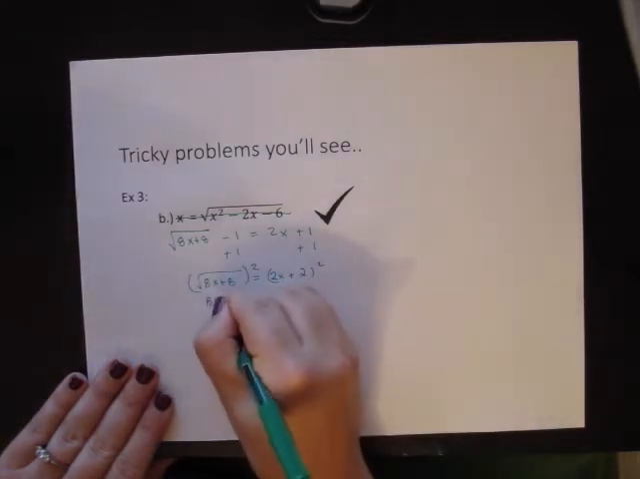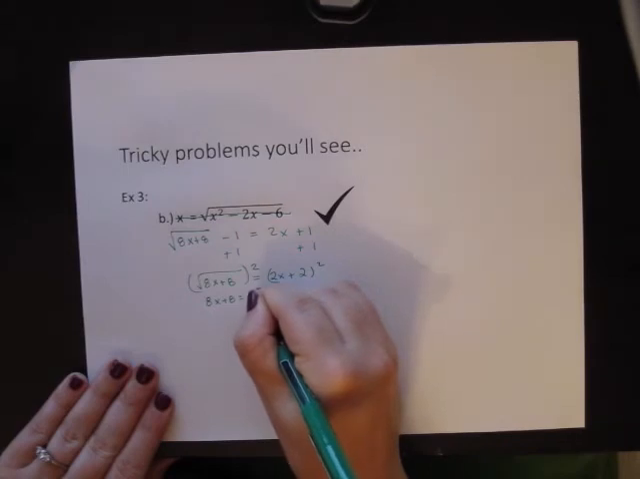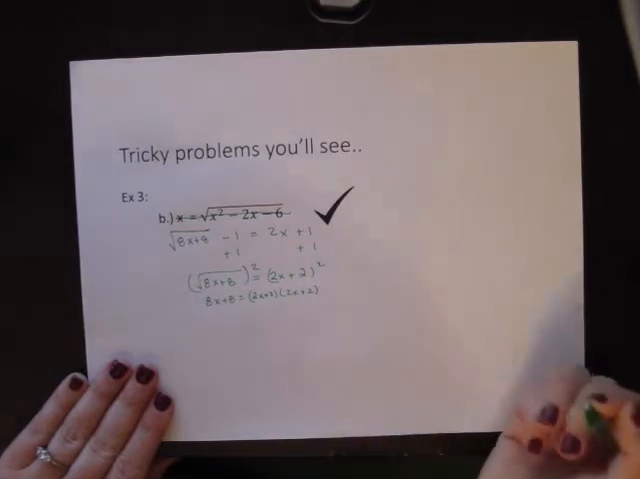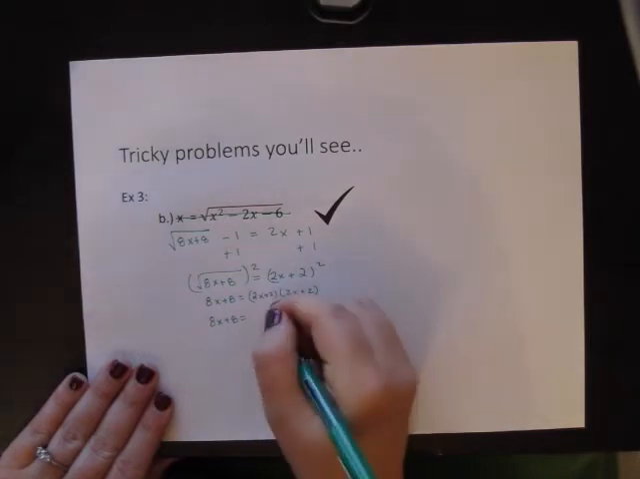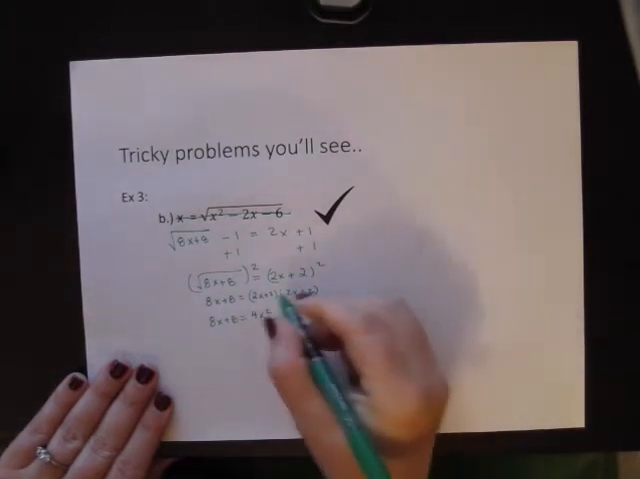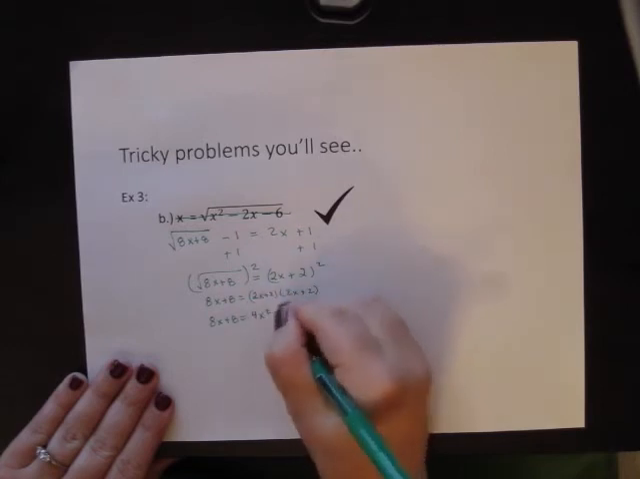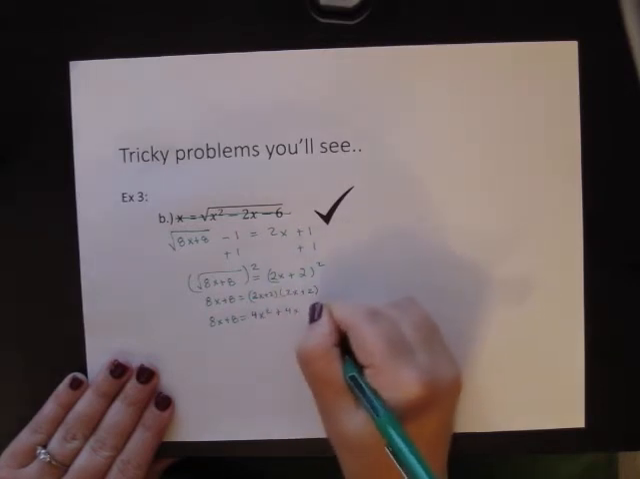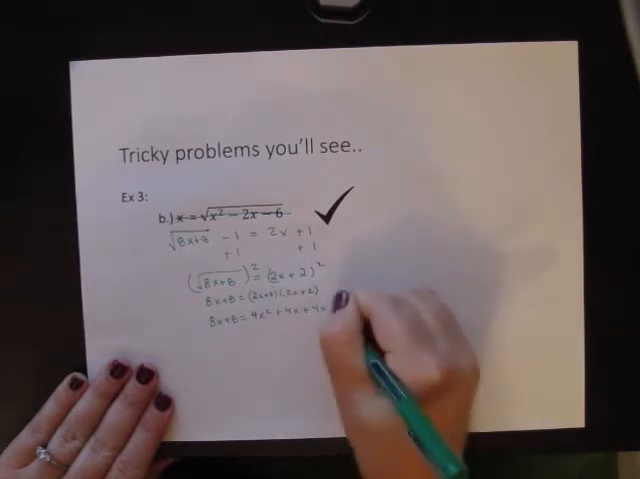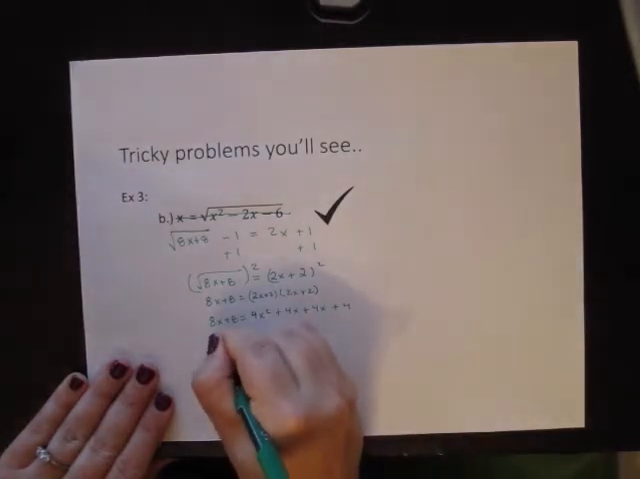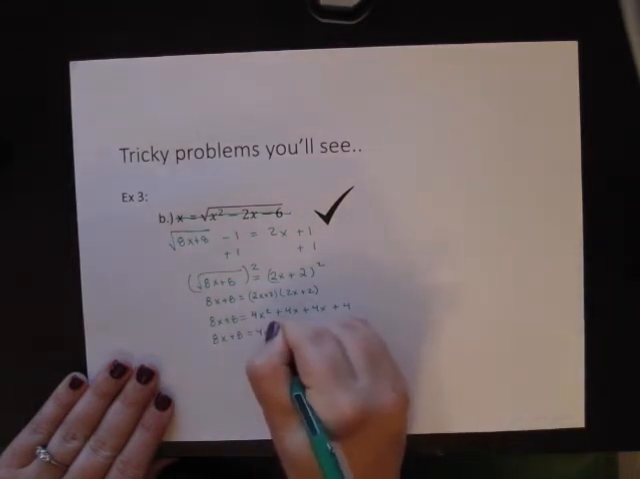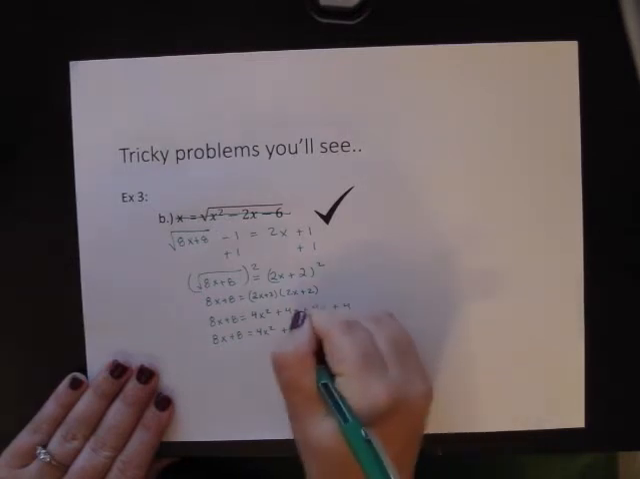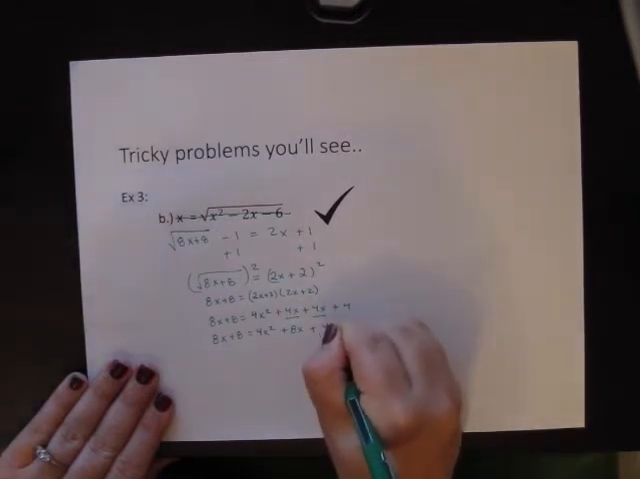So we get 8x plus 8 on the left, and then we're going to do 2x plus 2 times 2x plus 2, and we're going to FOIL that. 2x times 2x is going to be 4x squared. 2x times 2 is going to be plus 4x. 2 times 2x is going to be plus 4x, and then 2 times 2 is going to be 4. When I clean this up, that's going to be 8x plus 8 equals 4x squared plus 8x, because I combine my like terms, plus 4.